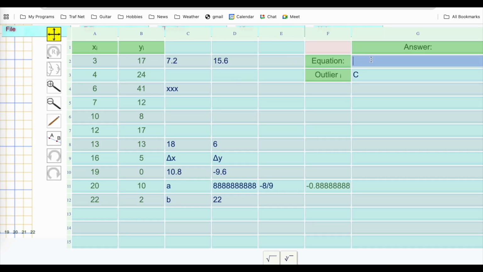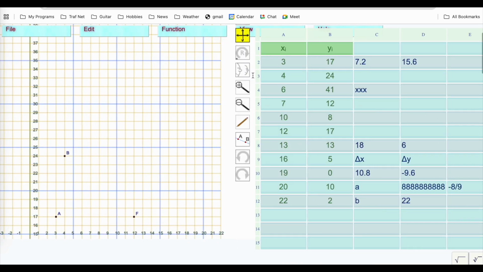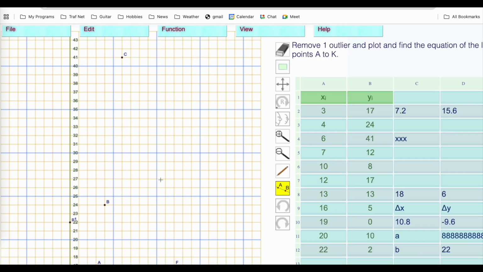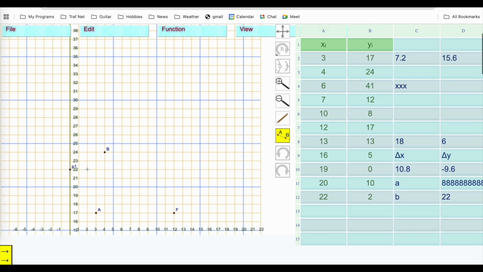Our equation is Y is equal to -8/9X plus 22. I like to put spaces here. You don't have to. Our outlier is C. Let's go and graph that. 22 is our B value, our initial value. With the line drawing tool on, I click on the 22. The slope is -8/9, so I'm going to move over 9, and then down 8. 1, 2, 3, 4, 5, 6, 7, 8.